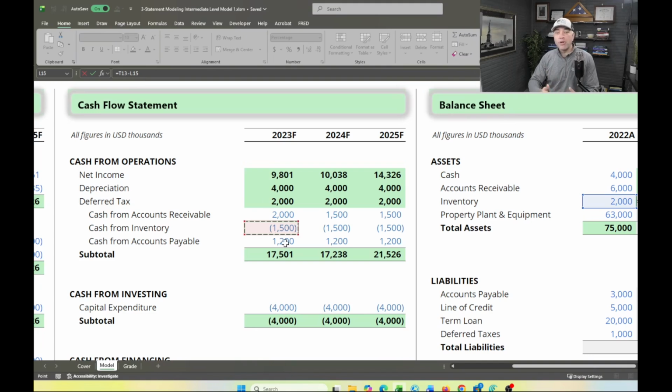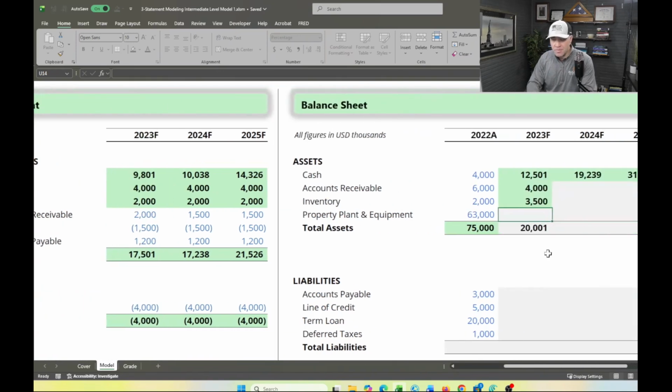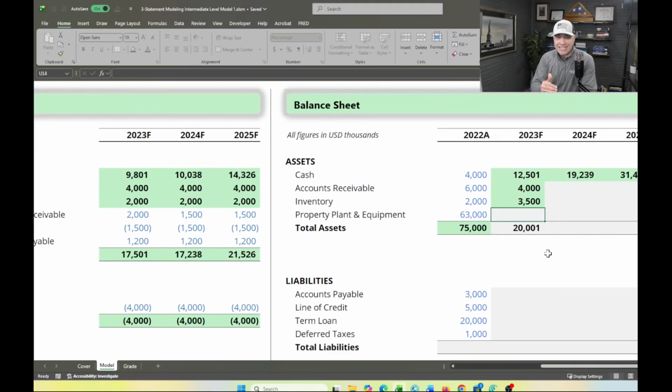So we paid 1.5 million of inventory. So our cash went down by 1.5 million, but that's minus a minus. That means our inventory increased from 2 million, or we'll just say thousands, 2,000 to 3,500, right? So hopefully that makes sense, that assets are a negative relationship. And then we'll talk about liabilities in a second.